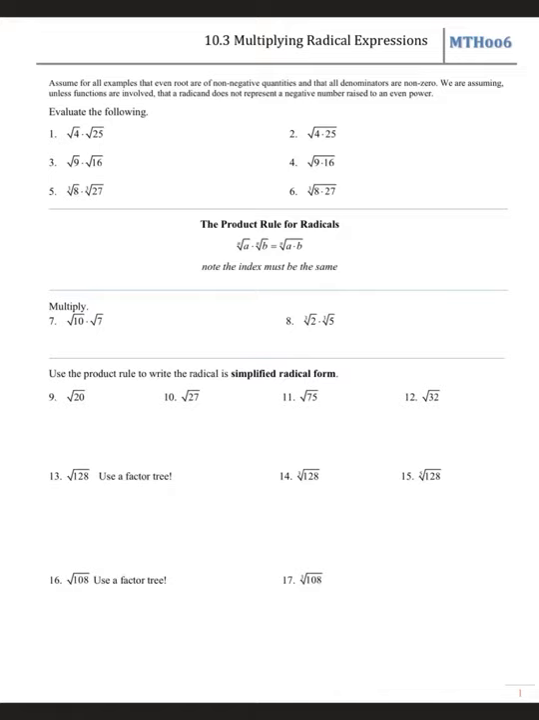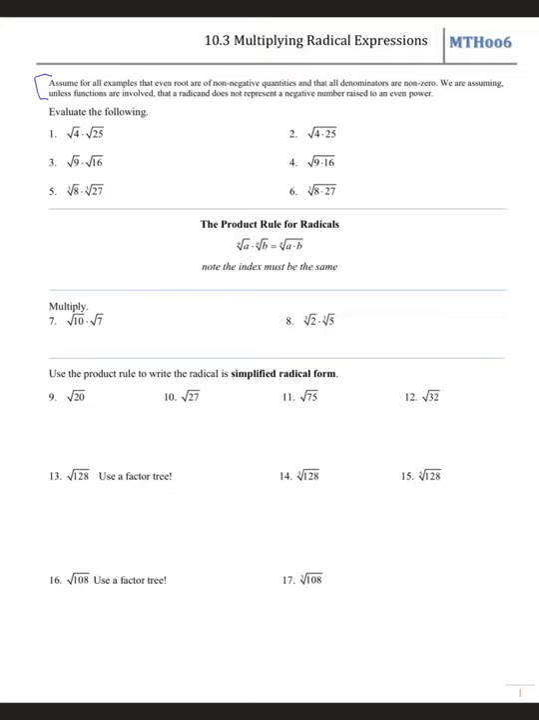Hello, Math 06. What we're looking at in this lesson is 10.3, multiplying radical expressions. The little part at the top just says that we're assuming everything to be positive. So that's all that is saying. So 1 through 6, it says evaluate the following.